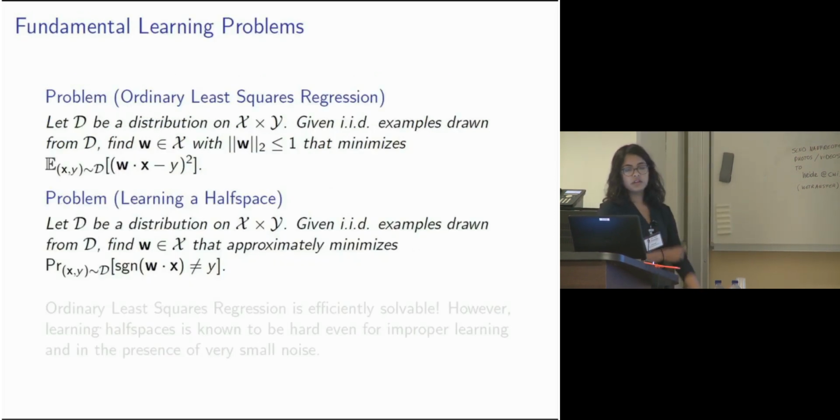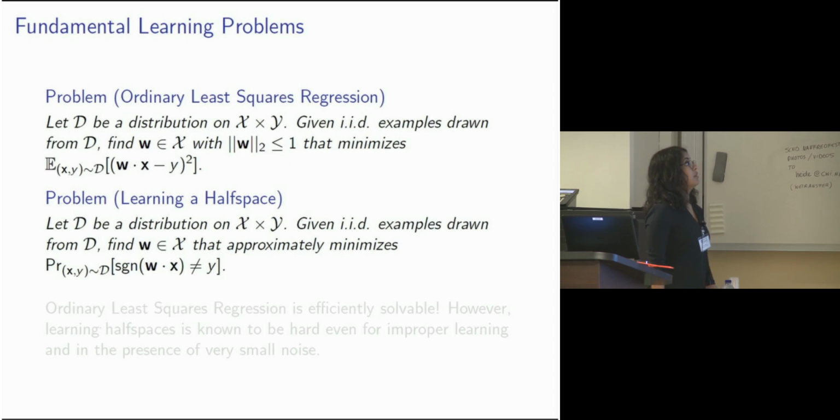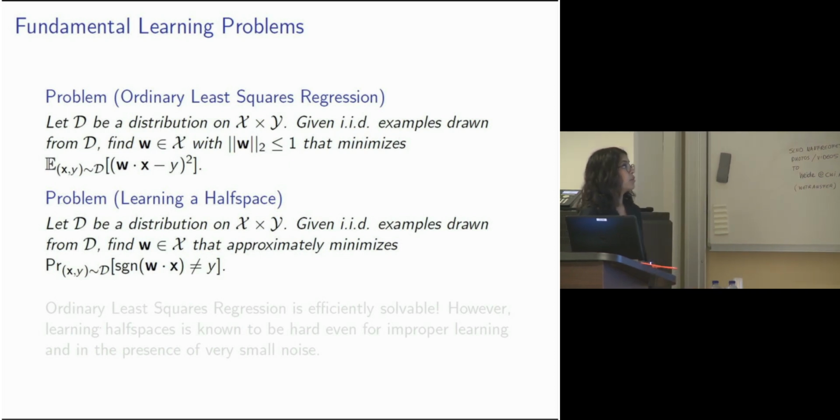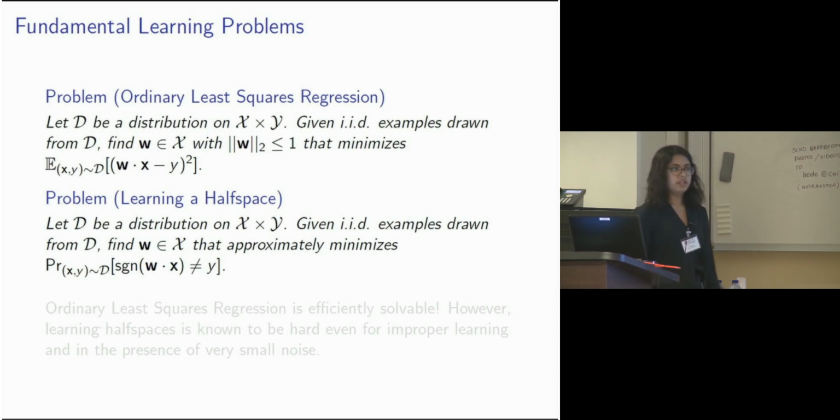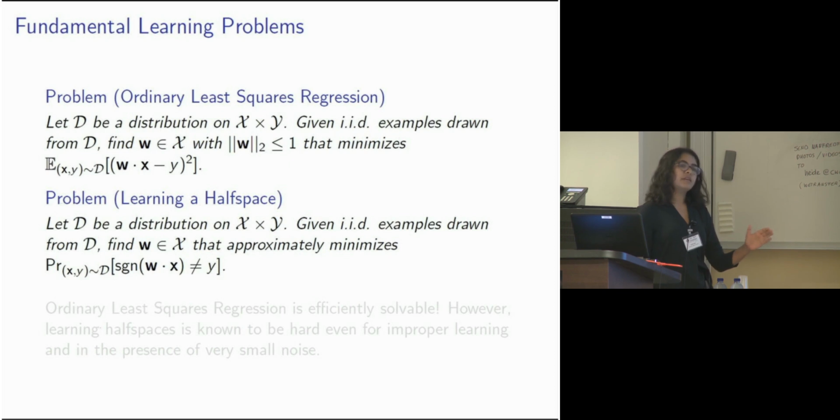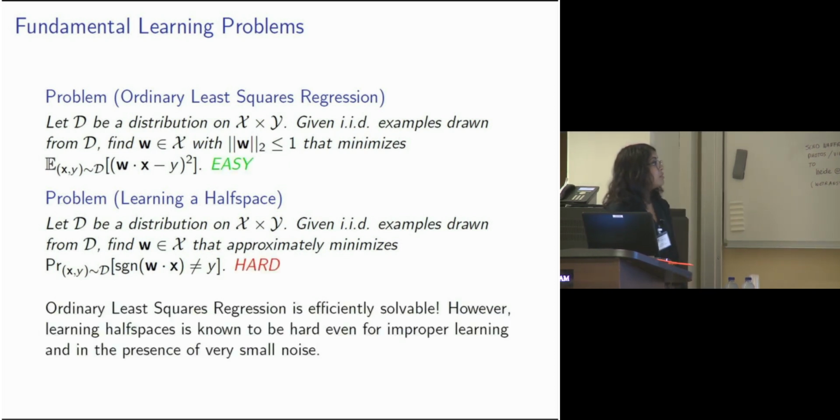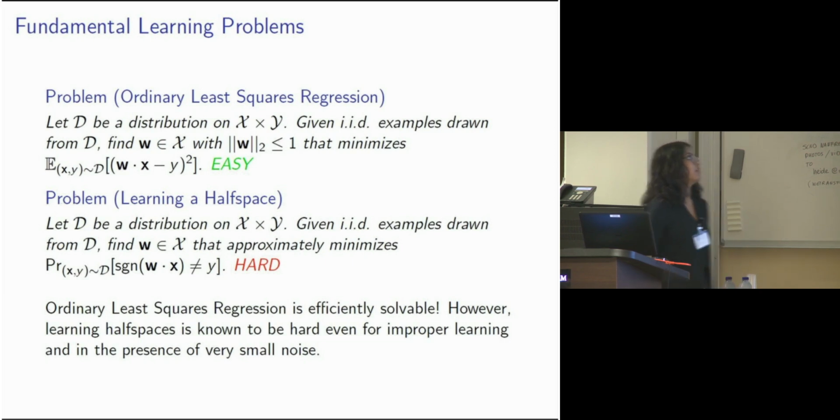In all our settings, we're going to consider the agnostic setting where there may not be a function that actually fits the data. There are two fundamental problems in learning. One is ordinary least square regression, which is basically fitting the best possible linear function to the data. And there's the problem of learning half spaces, which is finding a half space that correctly classifies as high a percentage of the data points. It is known that least square regression is easy, while learning a half space is hard, and there are a lot of hardness results known for learning half spaces.